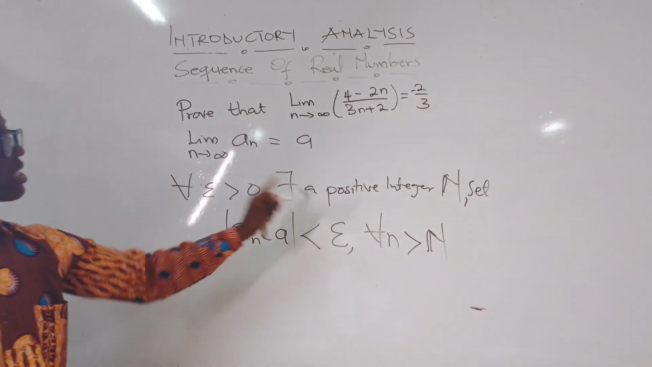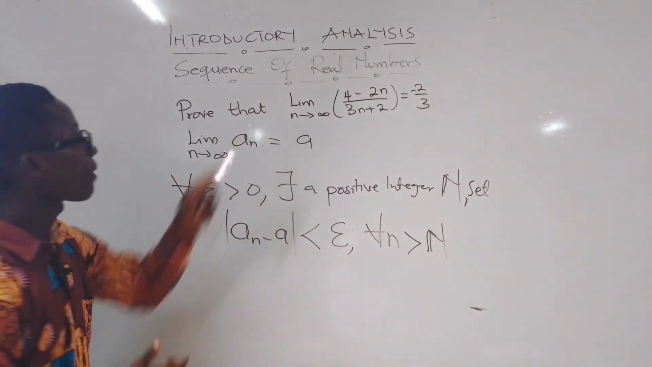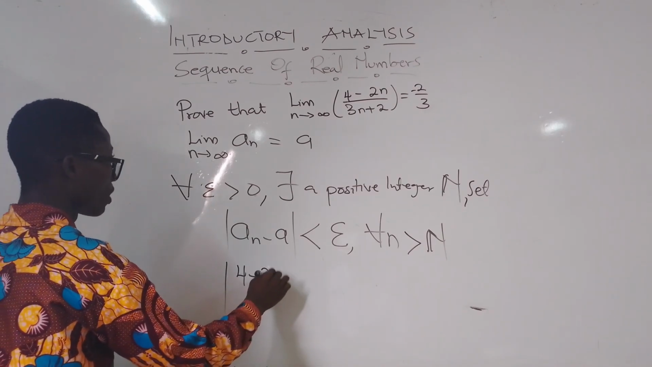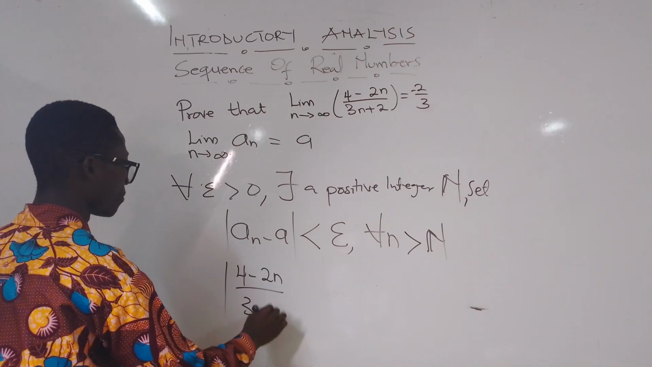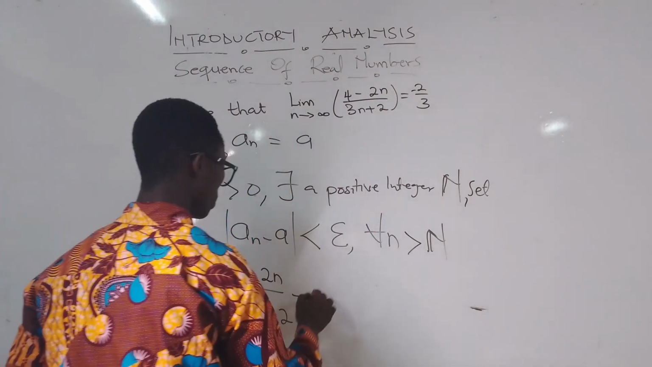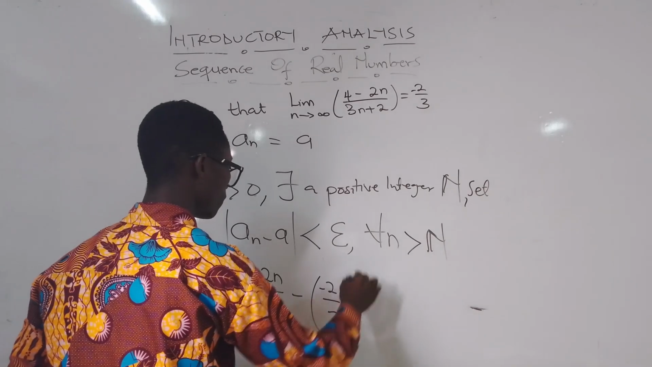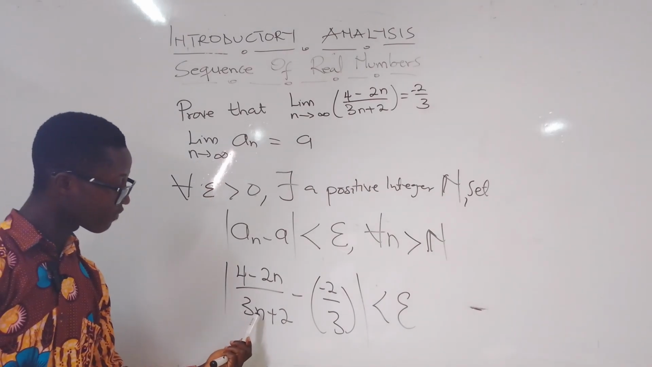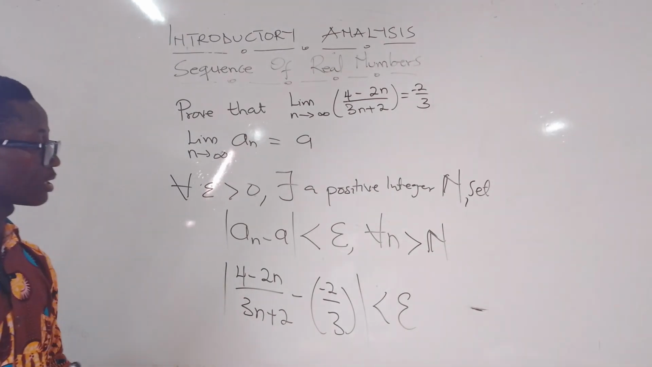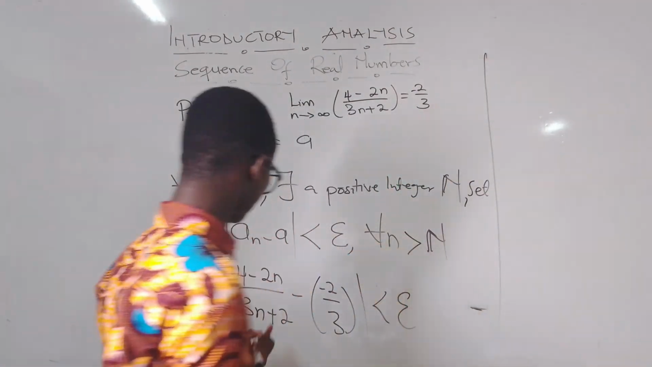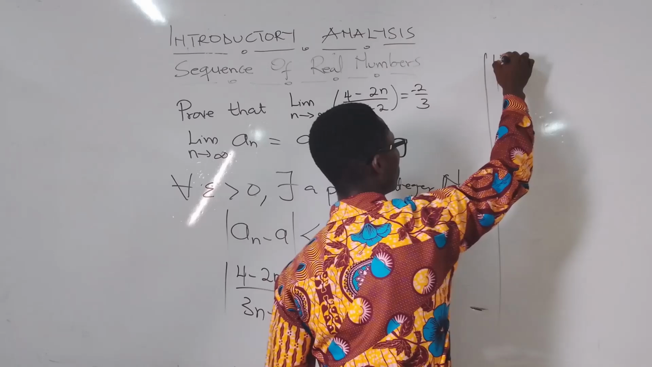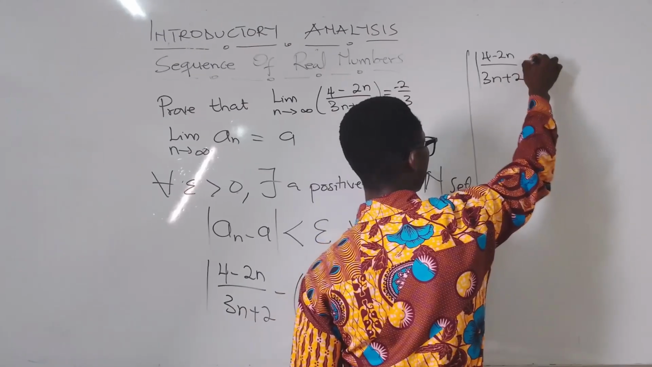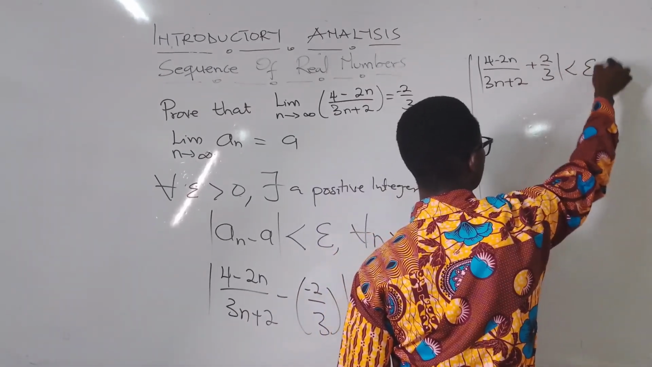Now let's see how we are going to use this definition to prove this one. So I have the sequence (4 minus 2n) over (3n plus 2), minus the limit point, which is negative 2 over 3, should be less than epsilon. Now let's see whether we can make n the subject of this equation. So I'm going to have the absolute value of (4 minus 2n) over (3n plus 2), plus 2 over 3, should be less than epsilon.